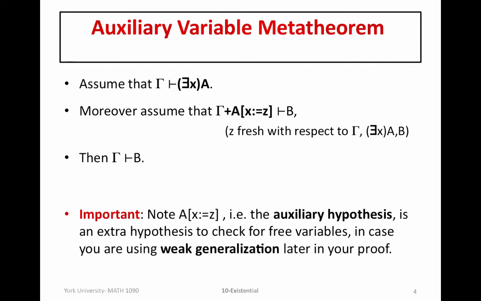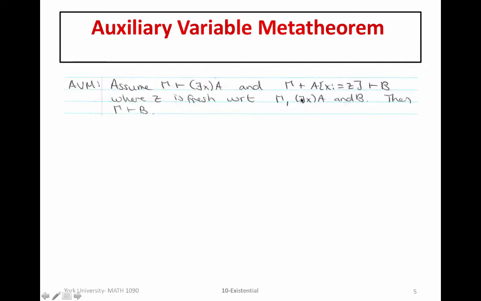Okay, so now let's look at one example to give you a better idea about how this works, and then we'll look at more in class. So here is the statement of the auxiliary variable metatheorem to help you remember it as we're going through the proof. So remember, we know that there exists x A occurs in our proof, then we add in this hypothesis and we prove B, and then this says that we could have proven B all on our own.